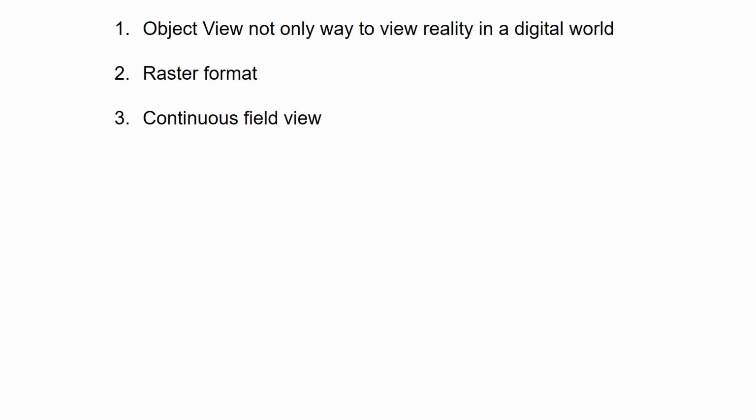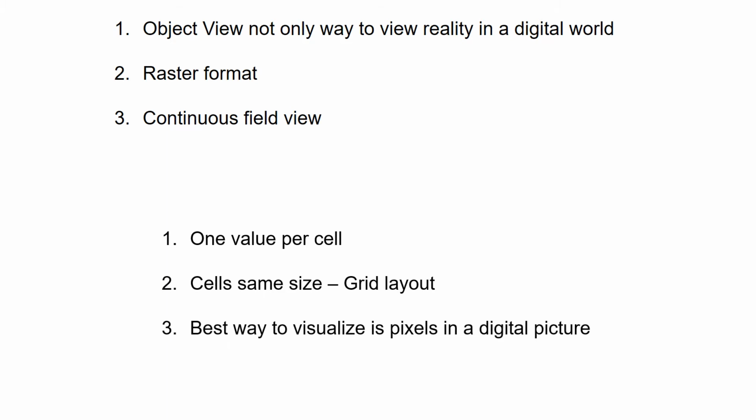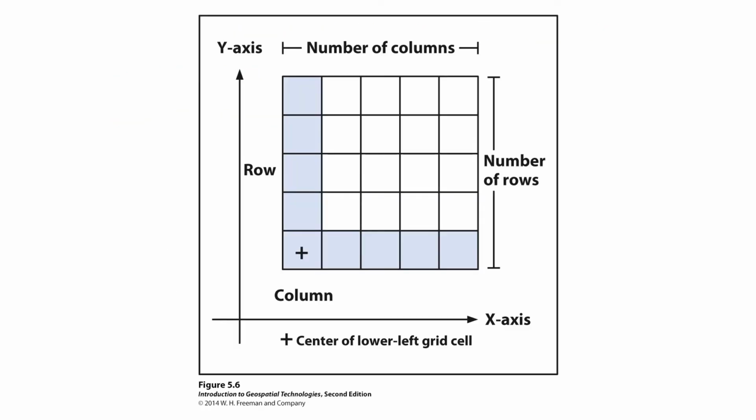So the object view is not the only way to look at the digital world. We can look at raster, and raster does tend to work best with continuous fields. And so every cell has one value. Cell sizes are the same. It's laid out in a grid. The best way to visualize it is to think of pixels in a digital picture. Here's a bunch of grids. There's a bunch of cells. That's what a raster basically is.